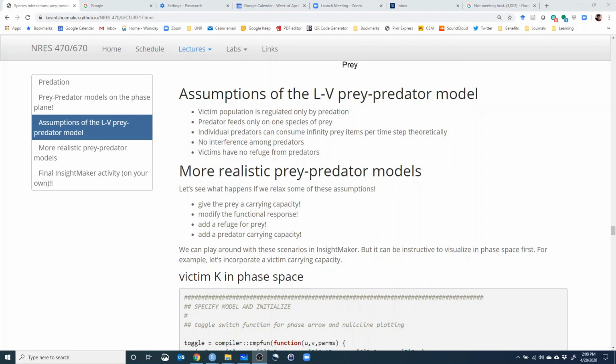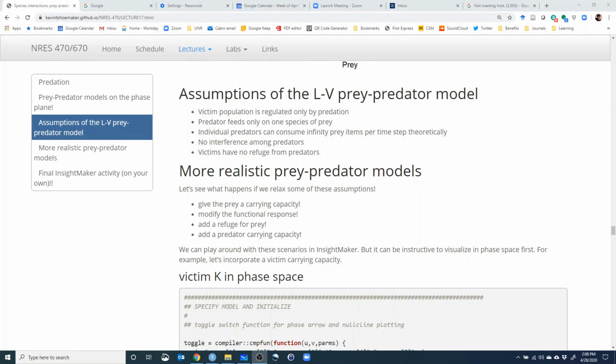So as we've seen, the Lotka-Volterra prey-predator model makes some fairly unrealistic assumptions. Let's go through some of these unrealistic assumptions. Number 1, the victim population is regulated only by predation. That is, there's no density dependence in the victim population. That's not really realistic. We know density dependence is, if anything's a law of ecology, density dependent population regulation can probably be called a law of ecology. So that's not super realistic.